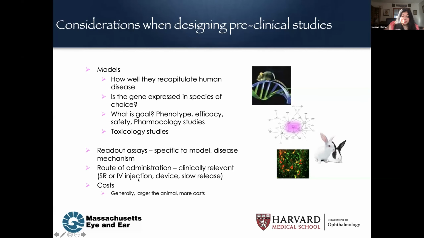Route of administration is something that we're also very cognizant of. Subretinal has been a go-to, and we've used that, but we also look at intravitreal injections or devices, slow release mechanisms of administering the therapeutic. And cost, of course, is very important when you consider your model. Generally, the larger the animal, the more the cost. But all of these together need to be considered in order to determine what would be the best model to use and how to best design those preclinical studies.